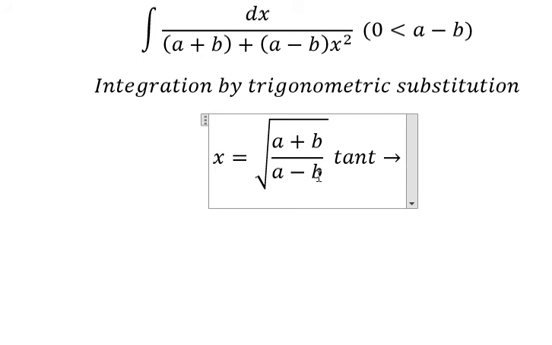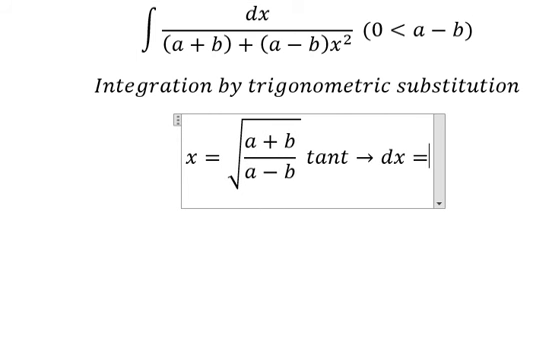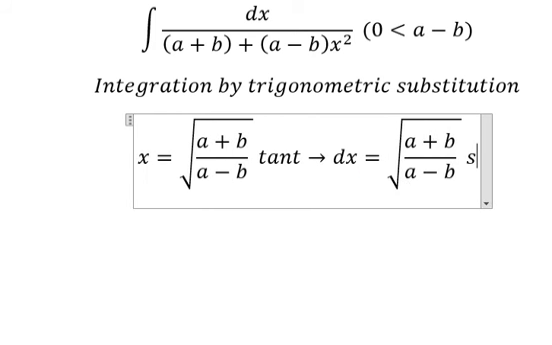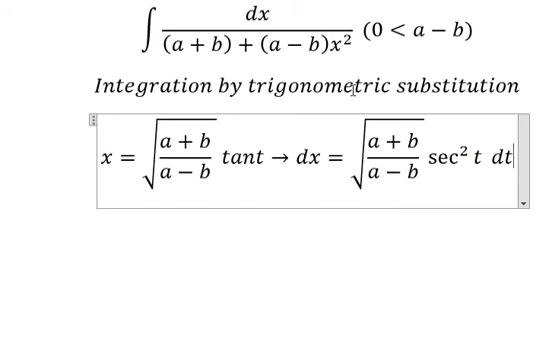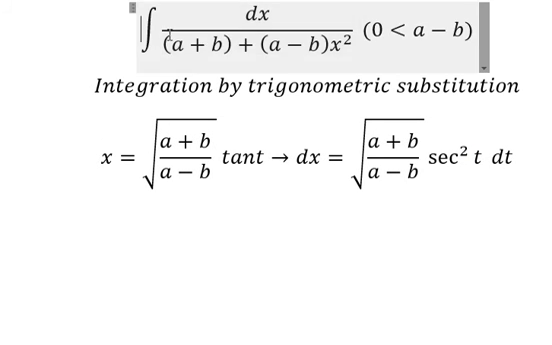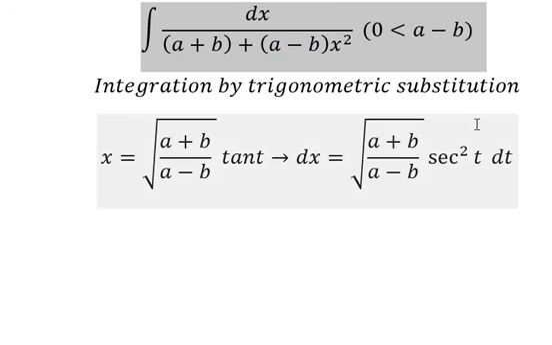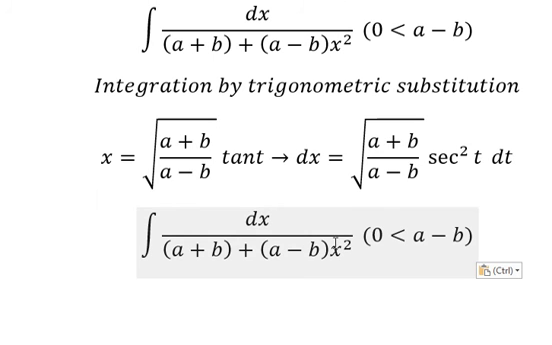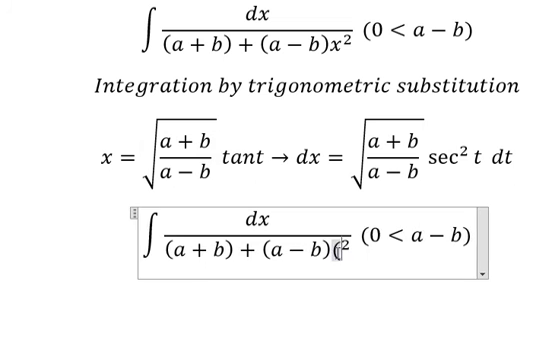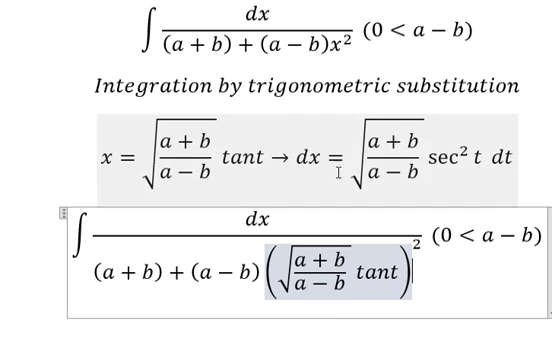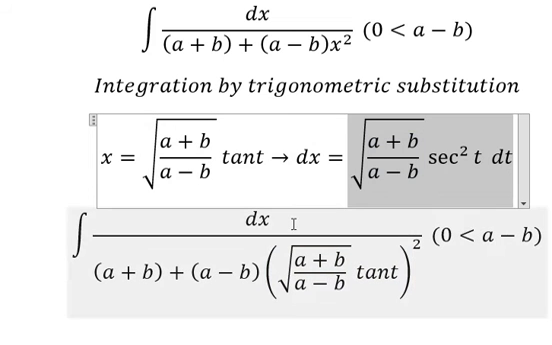We take the first derivative of both sides, and you get the square root of (a plus b) over (a minus b) times secant of t squared dt. So for s squared, we put this in here, and ds we change by this one.